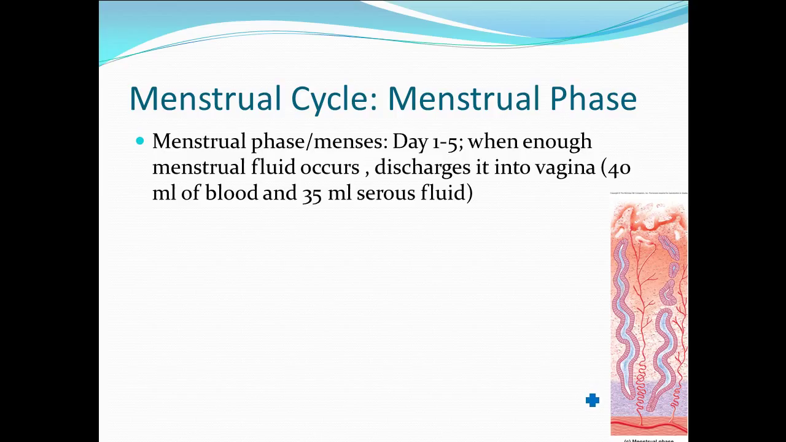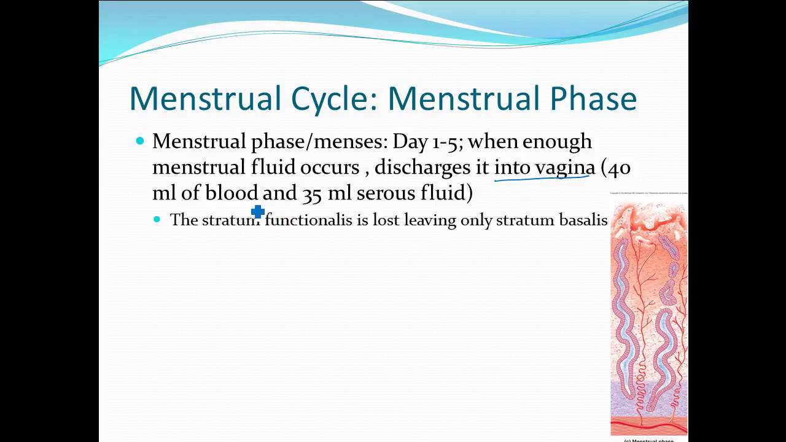And then the menstrual stage, once again, starts on day 1 of menses. The menstrual fluid starts to occur and discharges into the vagina. It's about 40 milliliters of blood and 30 milliliters of serous fluid. At this point in time, the stratum functionalis is lost. You lose it, so only the stratum basalis is left.